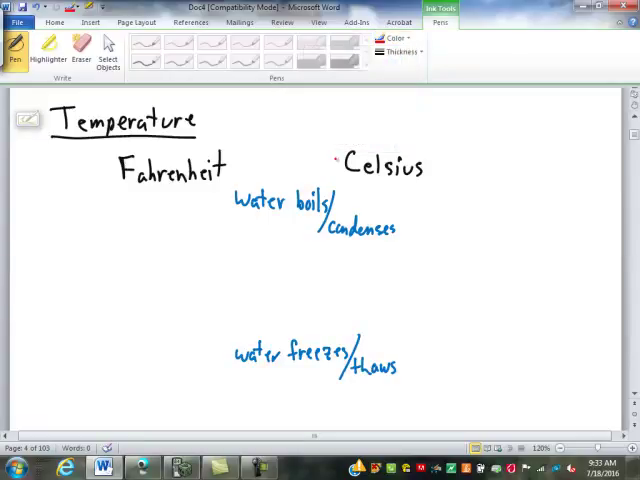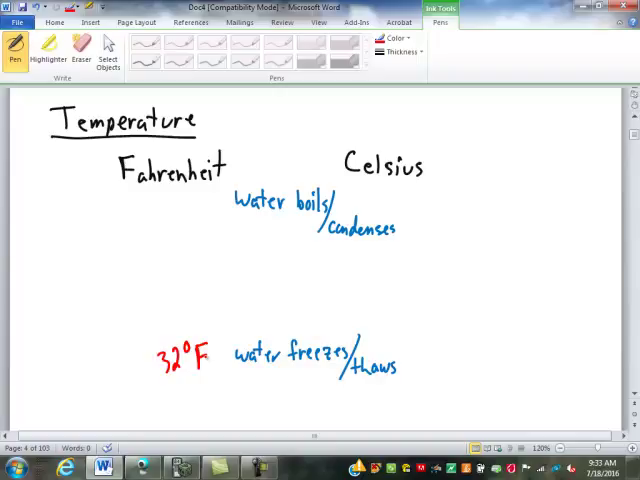In the Fahrenheit scale, what temperature does water freeze? 32 degrees Fahrenheit. Very good. So as it's getting colder at 32 degrees Fahrenheit, water will freeze. Or if it's going the other way, when you get up to 32 degrees Fahrenheit, ice will thaw.